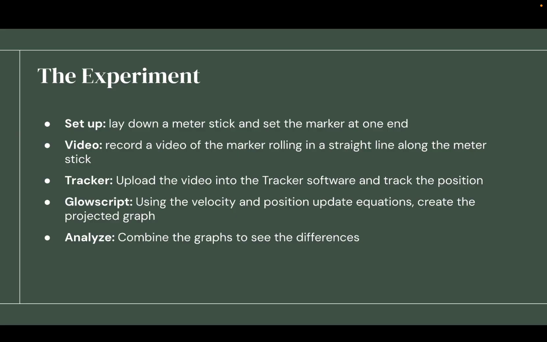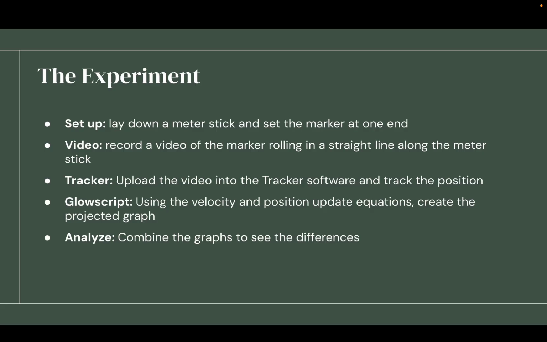The experiment was set up by laying down a meter stick and setting the marker at one end. The meter stick is necessary for the tracking software, as it acts as a calibration stick. We then pushed the marker in a straight line, recording as it rolled along the meter stick. It was important to roll the marker in a straight line to ensure that it only moved along the x-axis.